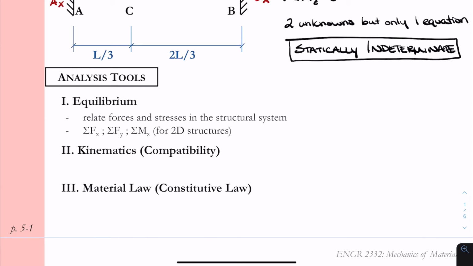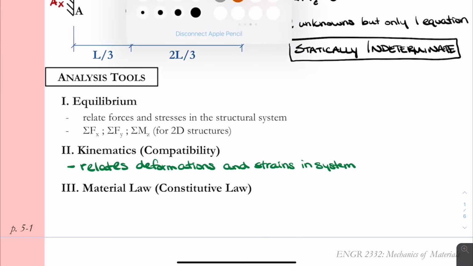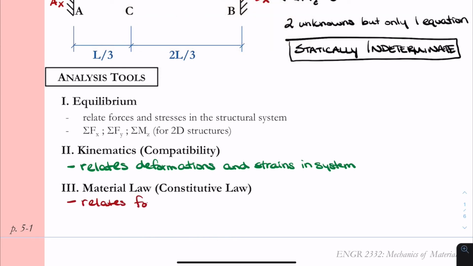Equilibrium, number one, is what we know from statics. In equilibrium, we relate forces to one another in the system. And because we relate forces, we can therefore relate stresses, since stresses are related to the forces. In kinematics, we relate deformations in the system. So now we're talking about displacements or deformations. And since deformations are related to strain, that means we can also relate strains in our system to one another. So equilibrium relates forces back and forth. Kinematics relates deformations.